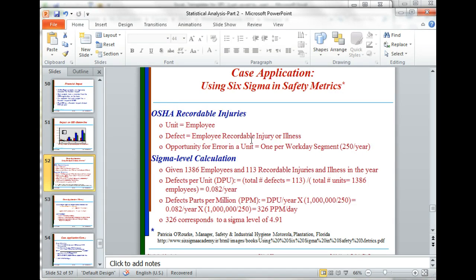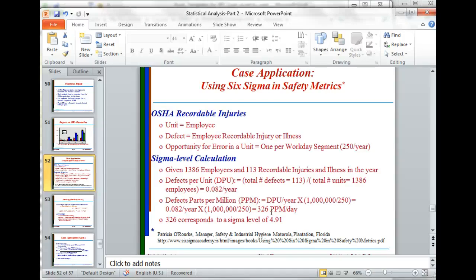And in that year, the person that was analyzing looked at the Sigma performance of the injuries on the job. So that year, the plant had 1,386 employees. And when you look at employees on the plant, 113 of them got injured during that year on the job. So these were reported to OSHA as 113 injuries. And so you can think about it, any employee walking around the plant during the year has an opportunity, every day has an opportunity, to get injured.